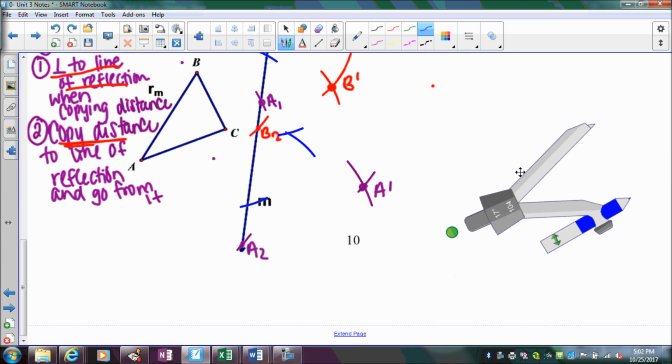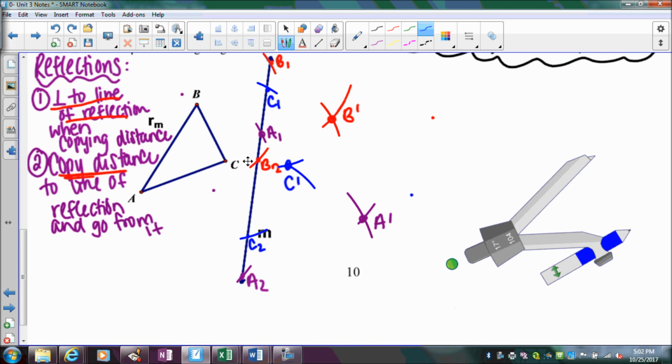And now you see where point C prime is going to be. And again, you can call these C2 and C1. You don't have to label them. It's just so it doesn't look so confusing. And then C prime is the point I care about. Again, it's the same distance away on both sides of the line of reflection because I went equidistant from those points. And also it's perpendicular because that's really the construction I'm doing.